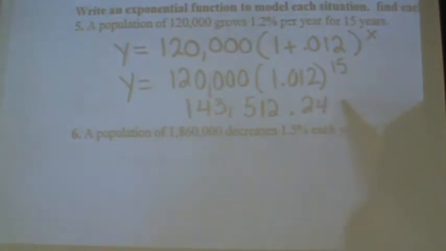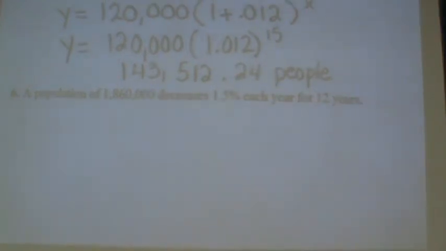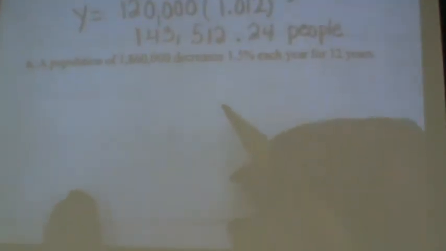I have, for my answer, 143,512.24. Now, can you have 0.24 people? No, so what you would do in this case is always round down. When it comes to people, you're going to round down. Even if it was like 0.75, you would say 143,512 people, okay?